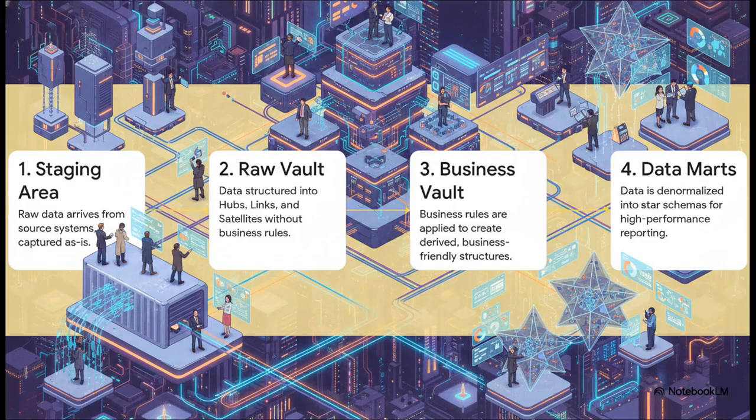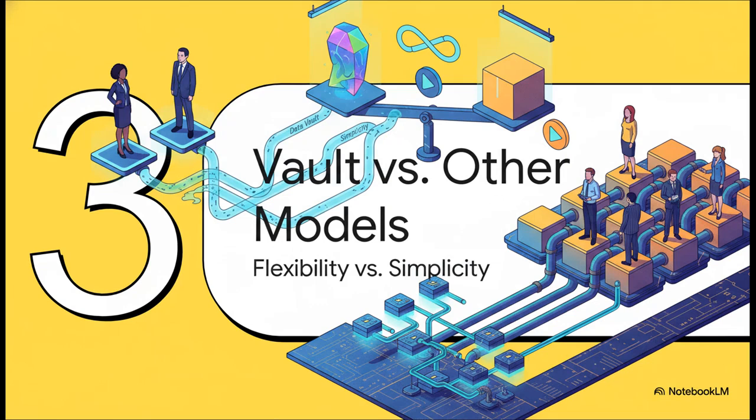Now, this whole modular design gets applied across a few distinct layers. Raw data comes into a staging area first, then it gets loaded into what we call the raw vault. That's our pure auditable layer of hubs, links, and satellites. On top of that, we can build a business vault, which is where we apply all our business rules. And then finally, from there, we create our denormalized data marts, things like star schemas, for really fast, high-performance analytics and BI tools.